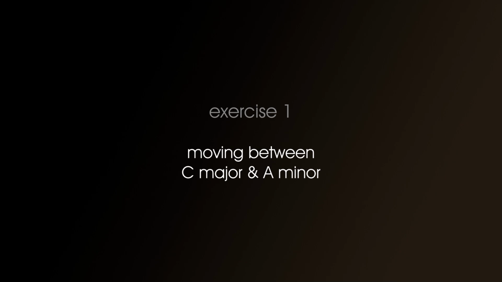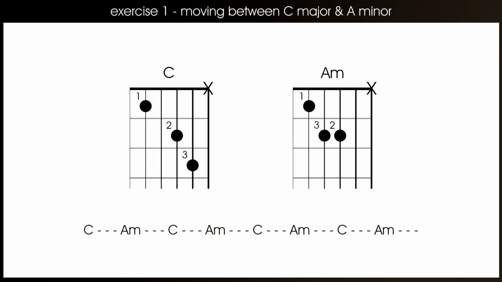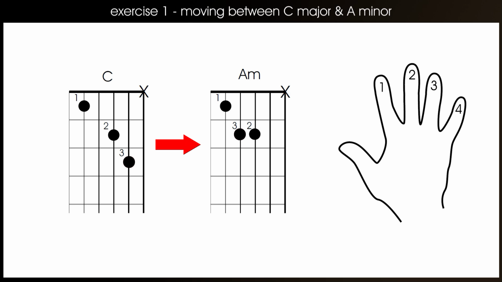Exercise 1. Moving between C major and A minor. We'll learn a new chord now, the A minor, but we won't start it from scratch. We'll learn it by playing the C major first and then moving to the A minor. To do this then, we'll play a C major as we've already done, but then move the third finger from the 3rd fret of the 5th string to the 2nd fret on the 3rd string, and the other 2 fingers stay in place.